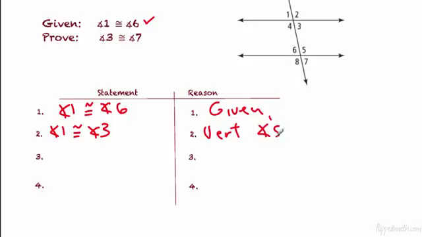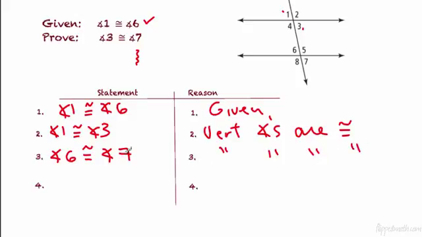So vertical angles are congruent, and that'll get us angle 1 is congruent to angle 3. And the other one they give us is 6 here. So I also know that angle 6 is congruent to angle 7, which is nice because that's where we want to go, angle 7. And it's the same reason. Vertical angles are congruent.